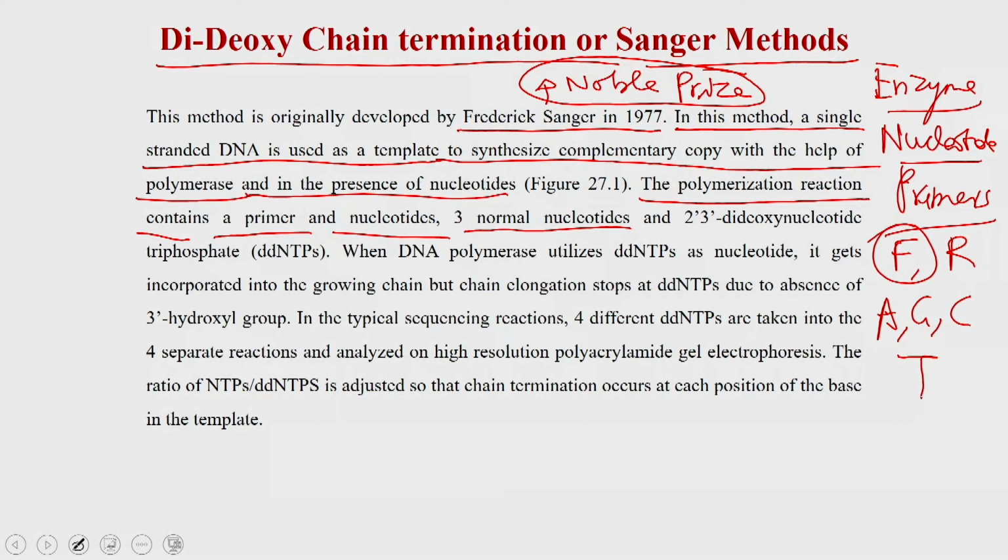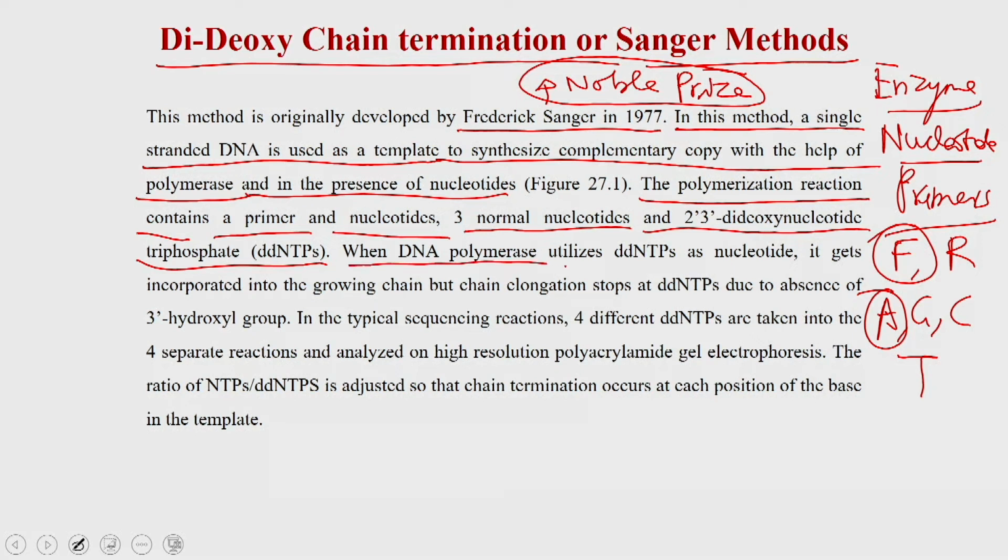So, when you do these reactions, you add 3 normal nucleotides, which means either adenine, guanine or cytosine, and instead of the 4th nucleotide you add the 2',3'-dideoxy nucleotide triphosphate. Suppose this is a reaction for adenine, then you add guanine, cytosine and thymine as normal nucleotides and you add the 2',3'-dideoxy adenine triphosphate as the 4th nucleotide.